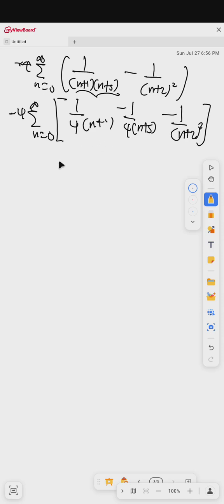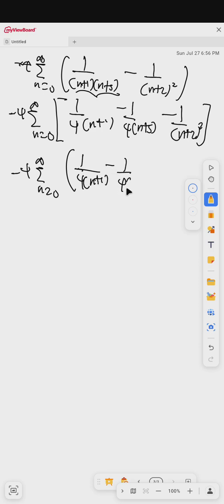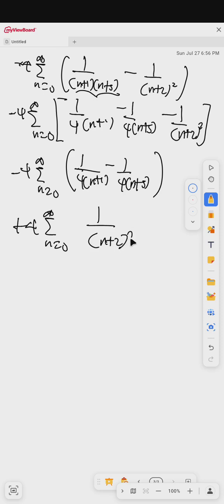So taking the sum now, we're going to have minus 4 summation of n from 0 to infinity, then into bracket 1 over 4 times (n plus 1), minus 1 over 4 times (n plus 5). Then this minus will give us plus here, so plus 4 sum of n from 0 to infinity of 1 over (n plus 2) raised to the power of 2.